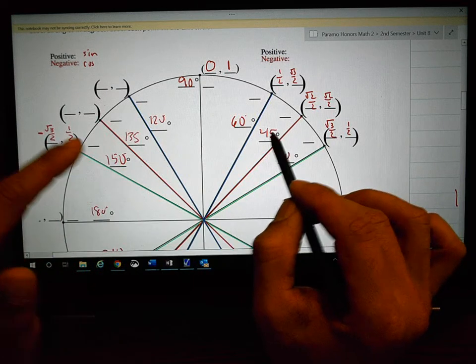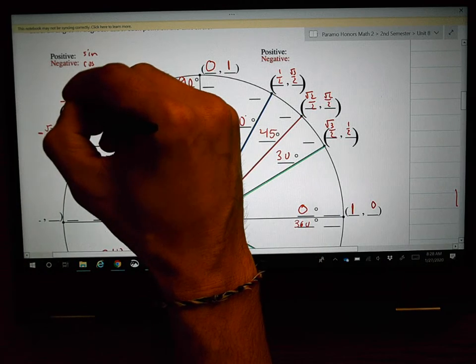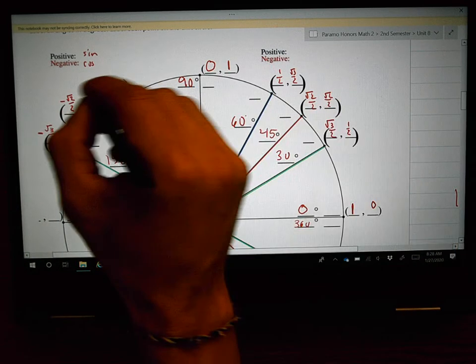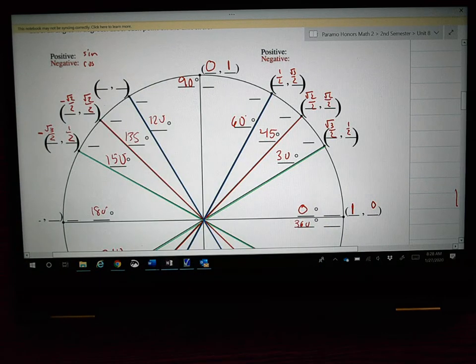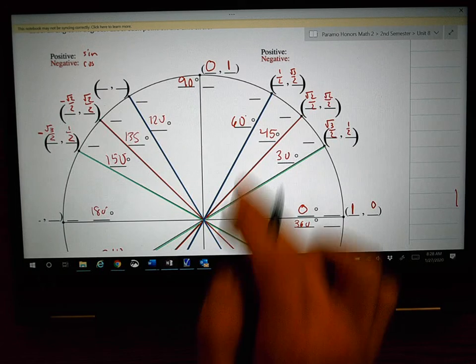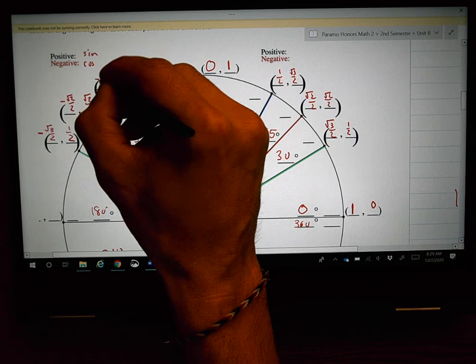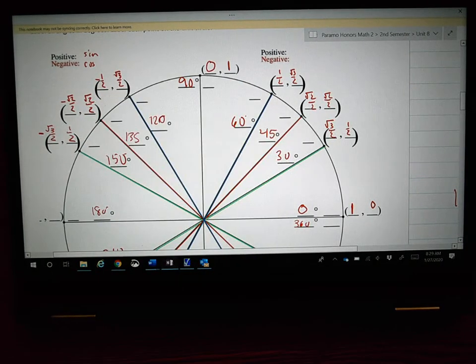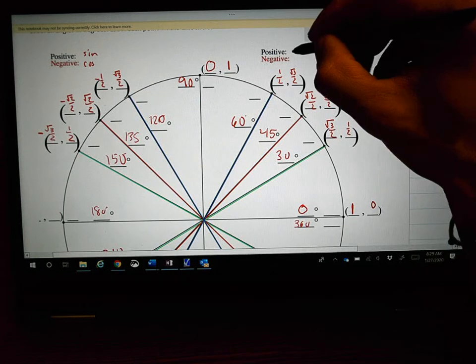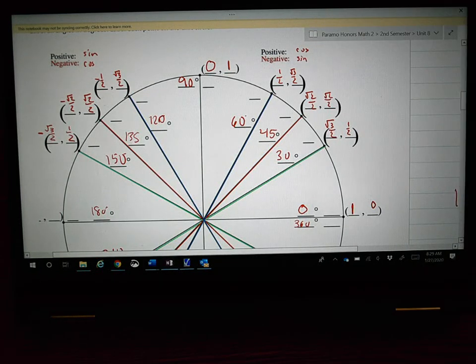The 45 and the 135 will match, except the cosine is negative. I look over here, it's root 2 over 2 and root 2 over 2, except the cosine needs to be negative because we're going to the left and then up. The 60 and the 120 degrees, negative 1/2 up root 3 over 2. What's positive over here? Cosine's positive and the sine is positive. They are both positive.